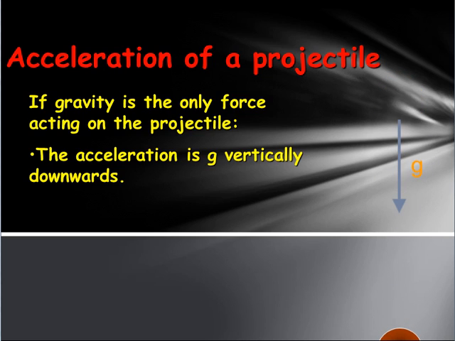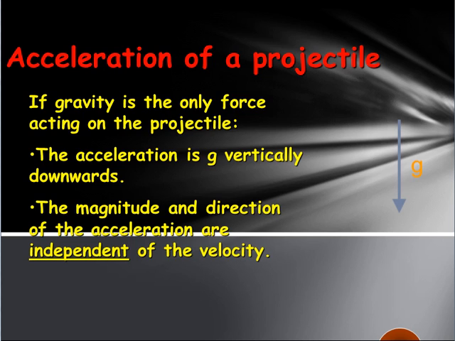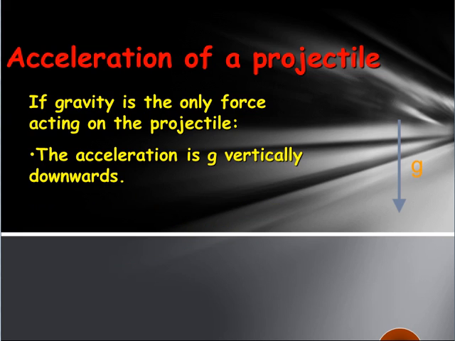Value of -10, as per what your exam asks you to use. Magnitude and direction are independent of velocity. So don't get confused by seeing the velocity pointing on an angle, g is always down. It only occurs in the vertical components. No horizontal g. No horizontal a at all.